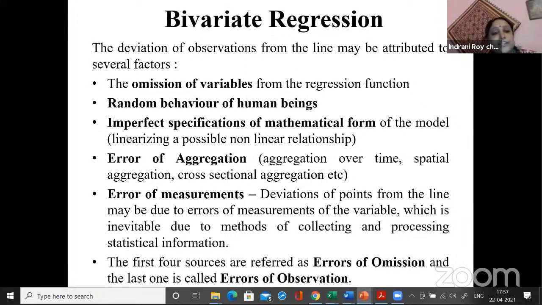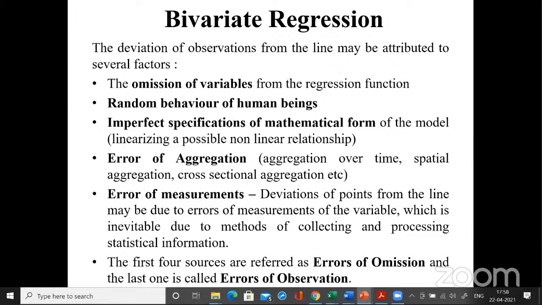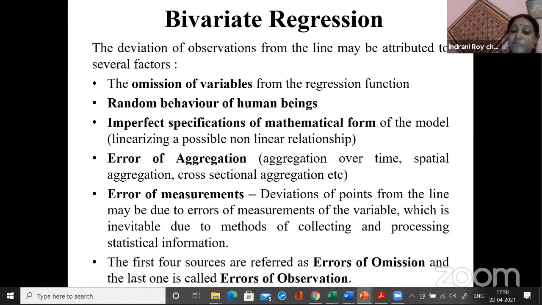Moreover, there are other kinds of errors like the errors of aggregation, because when you do the aggregations, many times we just fail to notice some unobservable things. Okay, so there are many things which are not observable. So when you do aggregations, we actually miss out on information which is very important.